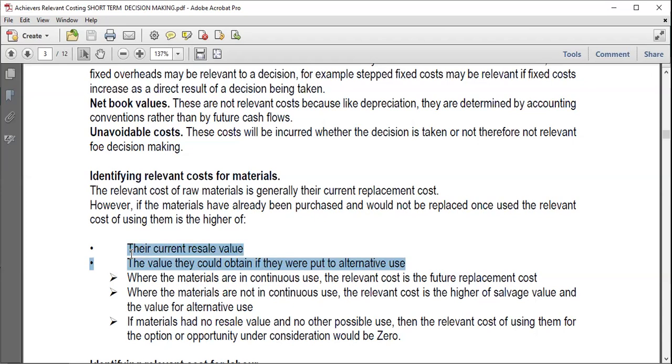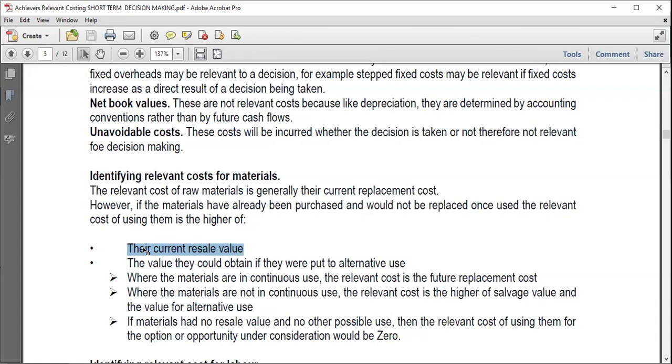You're asking yourself because you want to get the value. As you can see, with alternative use we are looking at opportunity cost. Resale value is also futuristic in nature: you're looking at how much you will earn in case you resell this. So we are trying to look at the alternative use in case we are not going to use them.